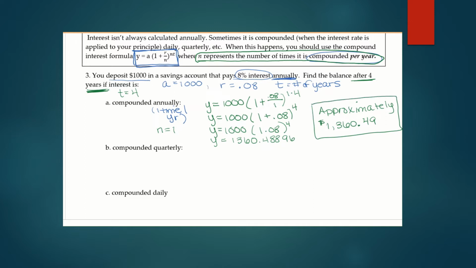So if I don't add any additional money to that account, if I just put $1,000 in and I just keep collecting interest over 4 years, if I receive interest once a year, then I'm going to have $1,360.49 in my account after 4 years.